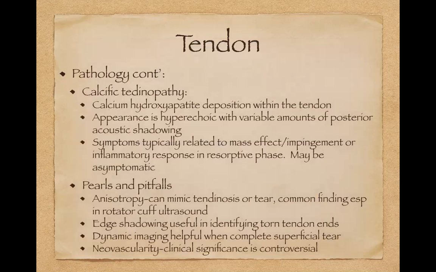You see this hyperechoic signal with the posterior acoustic shadowing representing calcium deposition. Some pearls and pitfalls of tendon ultrasound: anisotropy, which can mimic tendinosis or tear. It's a common finding in MSK ultrasound, especially when evaluating the rotator cuff. Edge shadowing could be useful in identifying torn tendon ends. And of course, dynamic imaging is really helpful when you're looking at superficial tears. And then there's some controversy about the clinical significance of neovascularization, even though we use it a lot to indicate whether there's some actual pathology.